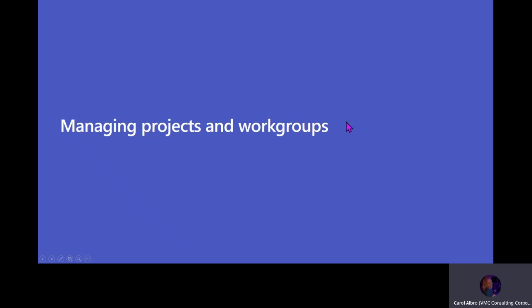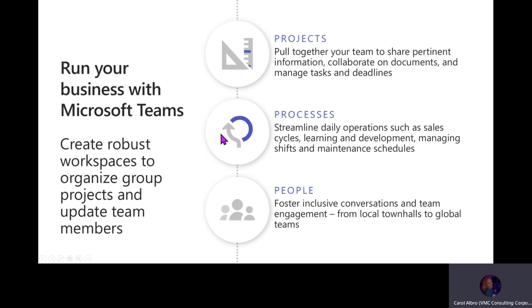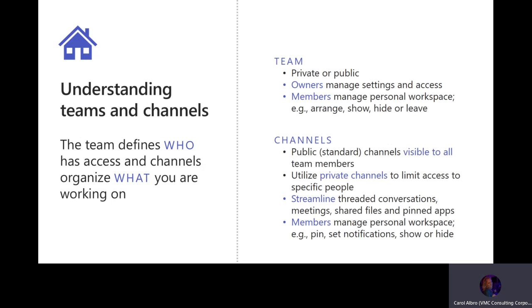All right, let's talk about managing projects and work groups. Teams has a unique option called Teams and Channels. Everybody has this feature. It's always turned on. It's a place where you can run projects and processes and manage people in a nice, robust, and organized manner. So let's first talk a little bit about teams and channels.